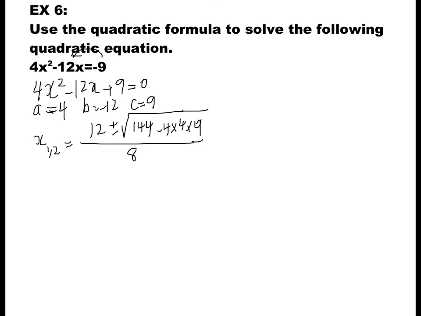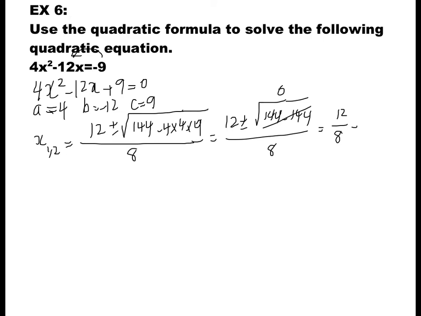Now, if we solve this one, we get 12 plus or minus square root of 144 minus 144, divided by 8. This one is going to give me 0, so the answer is 12 over 8, which is going to be 3 over 2. So again, this quadratic is going to have only one root, which is 3 over 2.